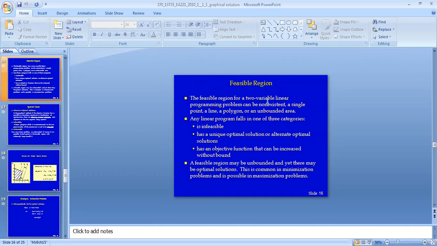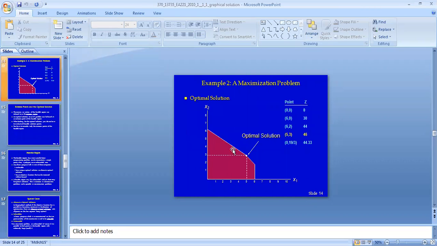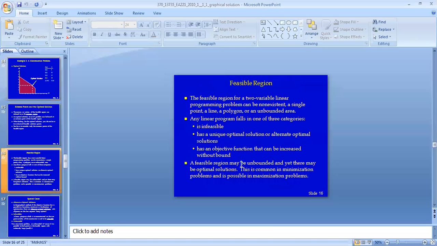The feasible region of a two variable linear programming problem can be non-existent, a single point, a line, a polygon, or an unbounded area. Actually, these are the types of area. This is a pentagon, actually. These 3, 4, 5, this is a pentagon, and this may be any unbounded area or any polygon. Polygon means pentagon, hexagon, triangle, etc. A line may also be a single line.